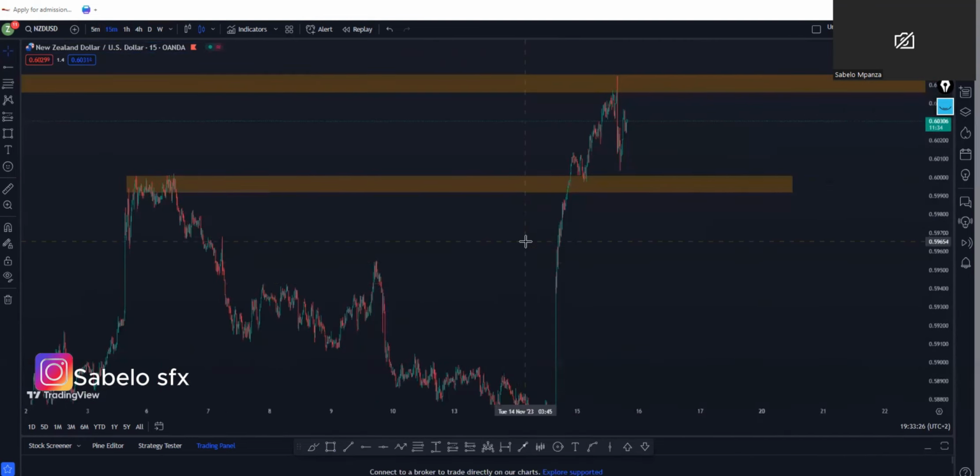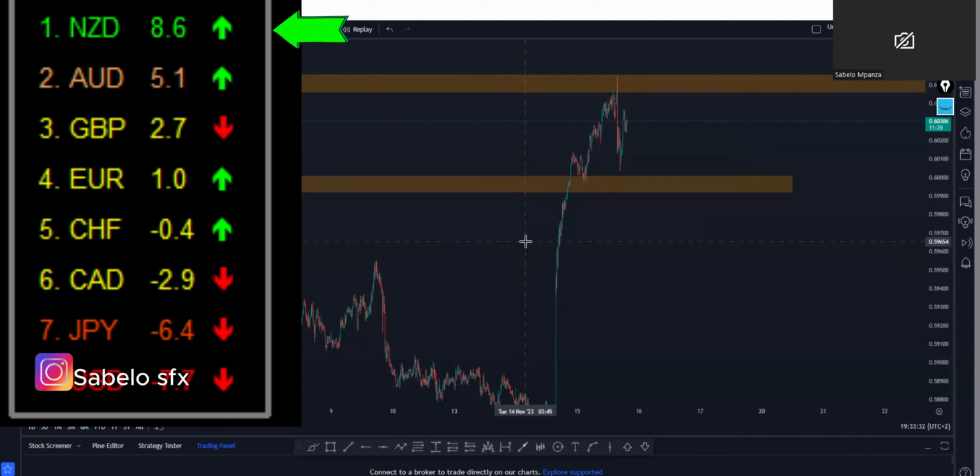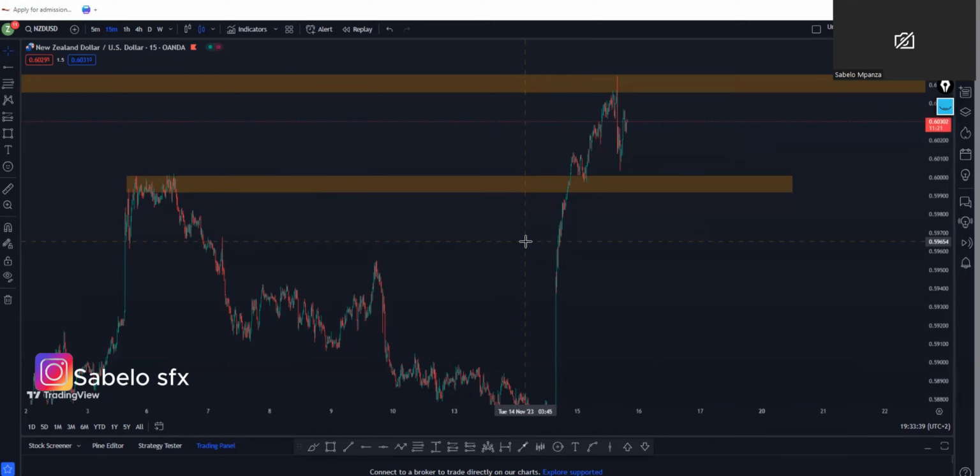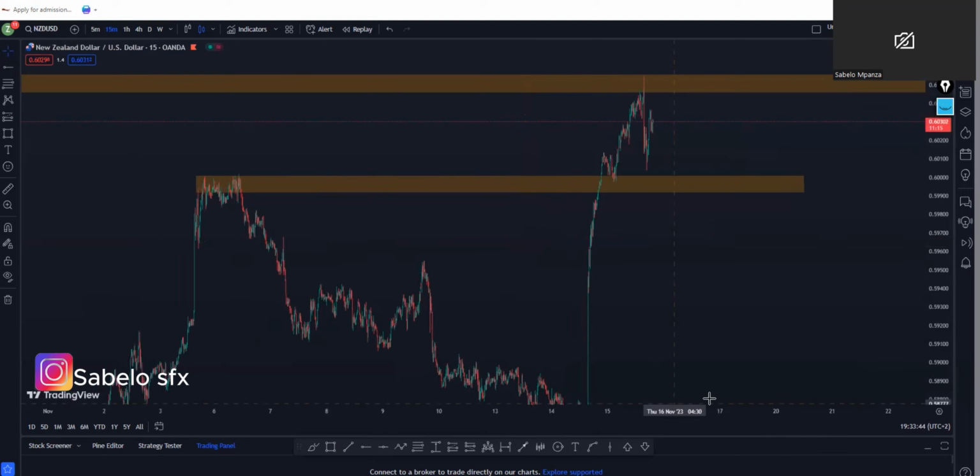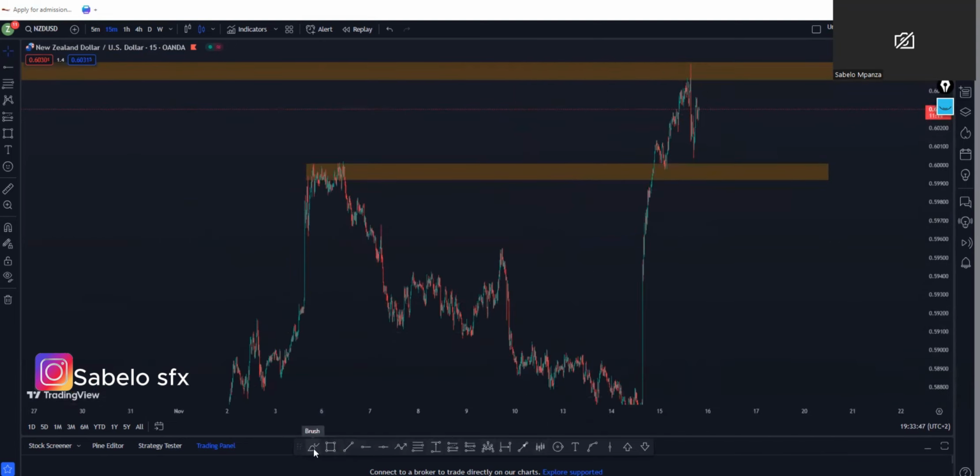Okay, the market is bullish because the strength meter is telling us that NZD is bullish across the board, and USD is bearish across the board. And then if you pair those two currencies, you're going to have a clear direction. Okay, so here we were looking at this strong resistance here. Okay, I waited for the market to break above, showing that the resistance is violated. Okay, market broke above that resistance.